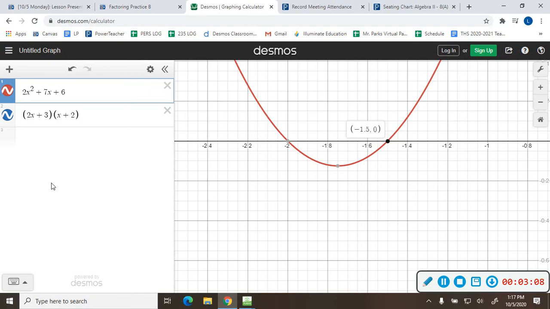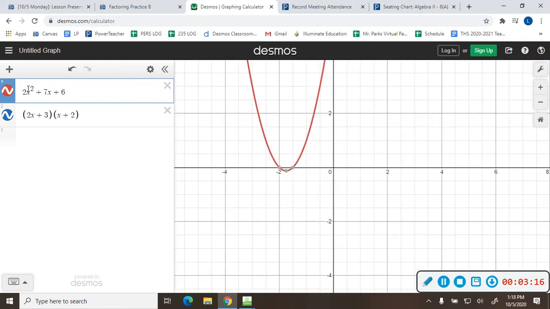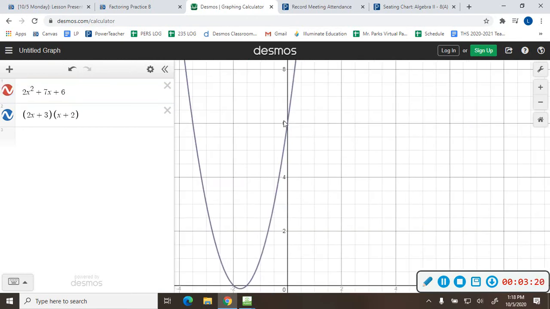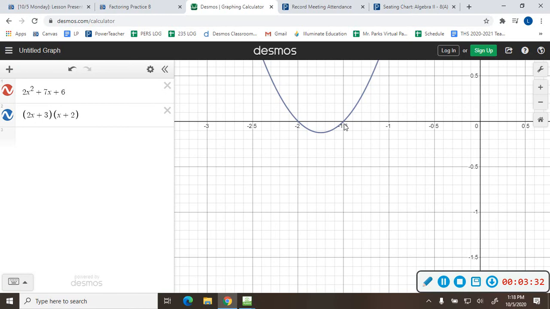Okay, so what we did is we went out to Desmos, we typed in the original quadratic in standard form. All this tells me is it opens up and has a y-intercept of 6. So looky there, y-intercept of 6. This one tells me that the x-intercepts are negative 3/2 and negative 2, which we have here. Negative 3/2 and then negative 2. And notice they are the same thing.